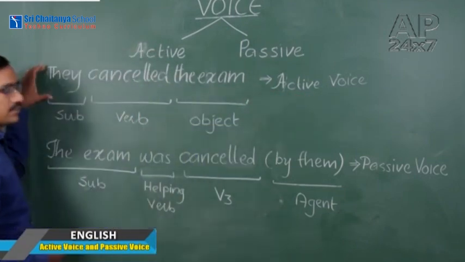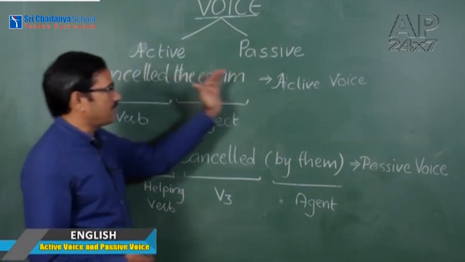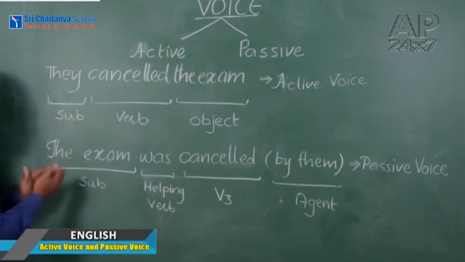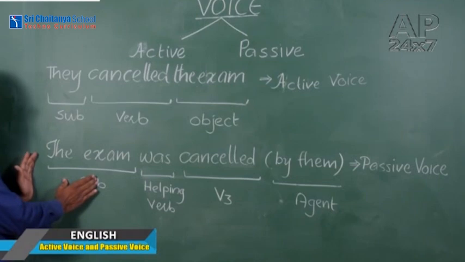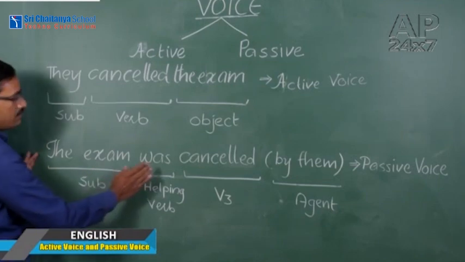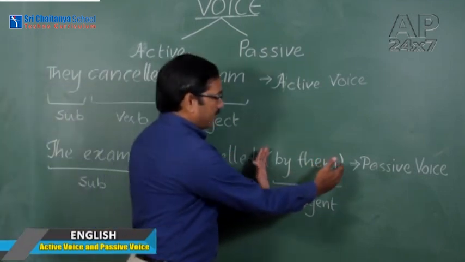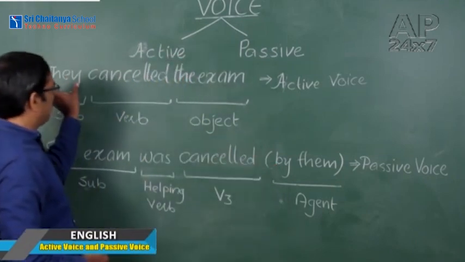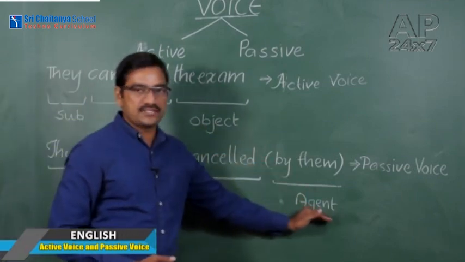Here what is active? The subject. The subject they is active. It is the doer of the action. So they cancelled the exam comes under active voice. If we change the same into passive voice, we have changed the object into the place of the subject. The exam was cancelled. Here within the bracket we can see an agent, by them. Here they became by them. The subject here has become the agent.